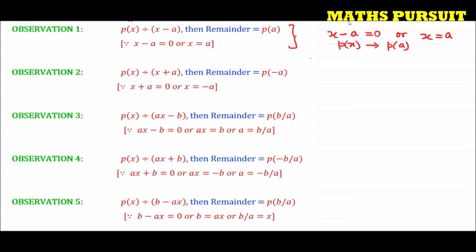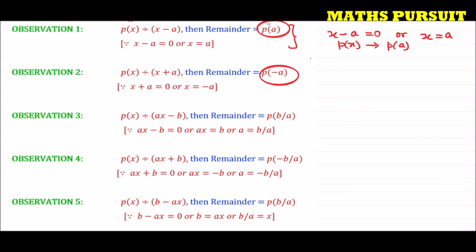Now coming to observation number 2. When P(x) is divided by x plus a. In observation number 1 we divided P(x) by x minus a. Here we are dividing P(x) by x plus a. Here our original remainder that we considered is P(a), but here our remainder will be P(minus a).